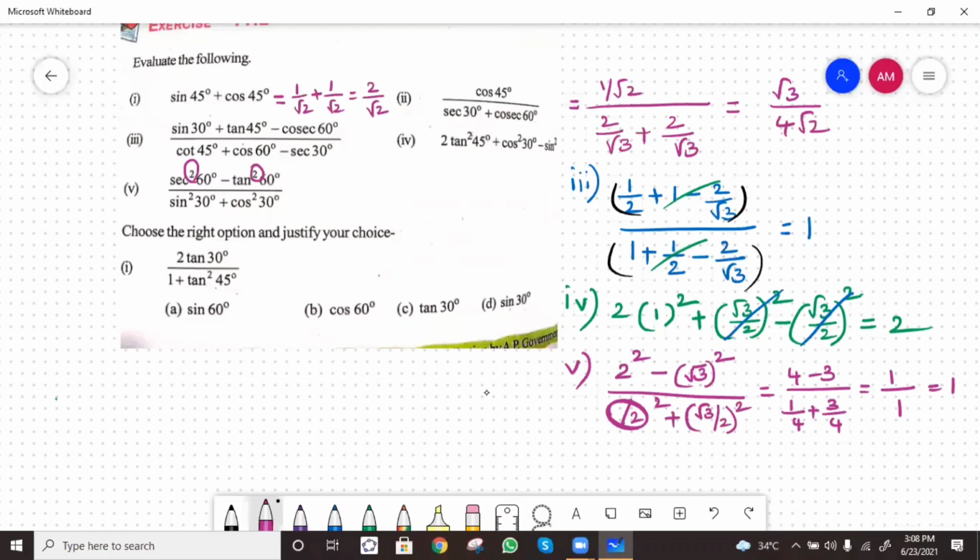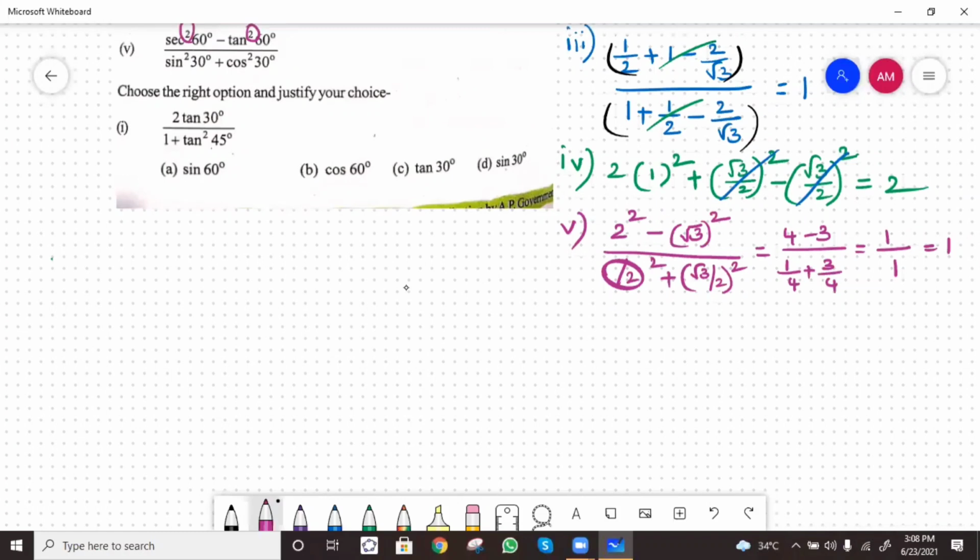Clear? Yes, ma'am. Is it clear or do you have any doubt in the simplification of this? No, madam. Very good. So let us do the next problem. This one. Okay, so tell me what is tan 30?